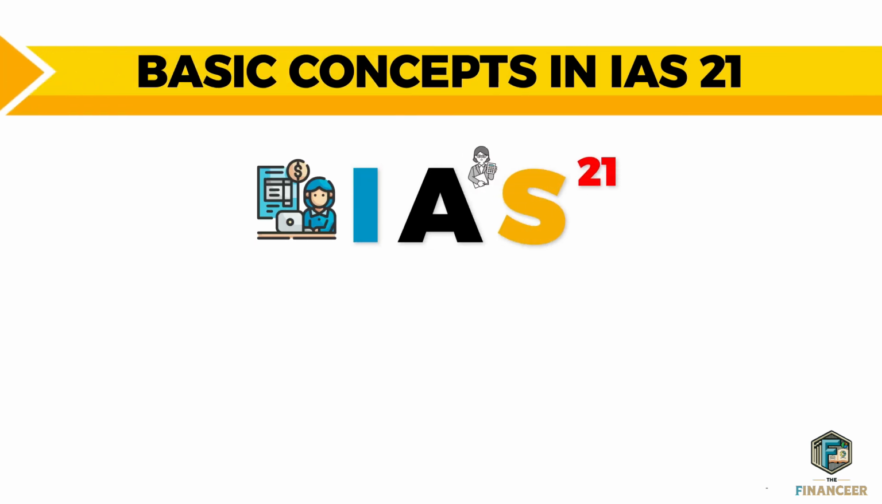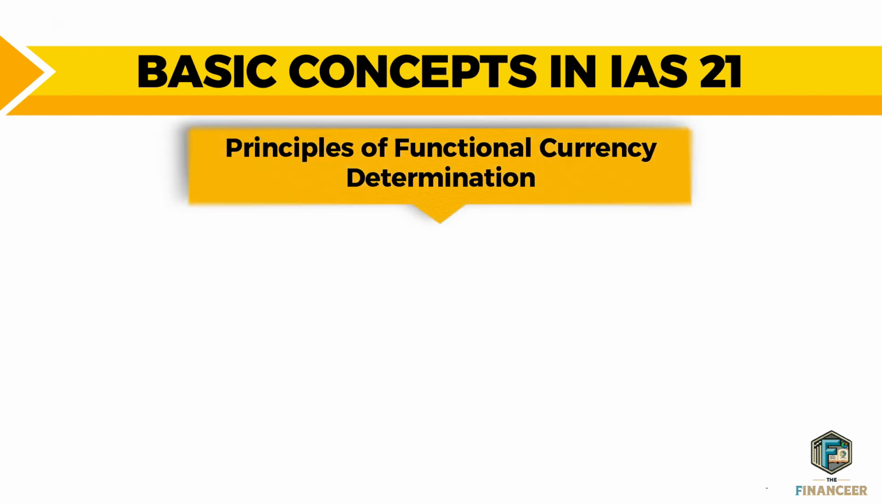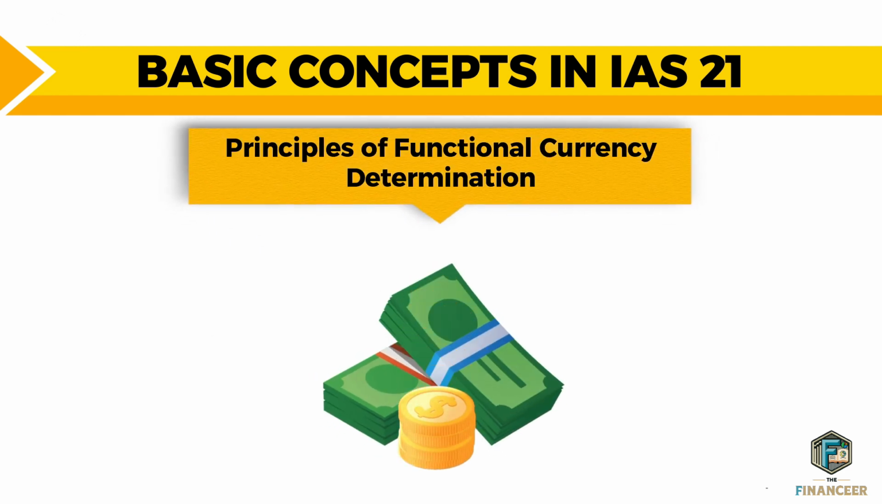Welcome to the third module of our IAS 21 e-learning course. In this module, we are going to cover the principles and factors that influence the determination of the functional currency. We will also explore some examples and case studies in order to illustrate the application of these principles. Now, let's start by understanding firstly the fundamental principles that guide the determination of the functional currency.